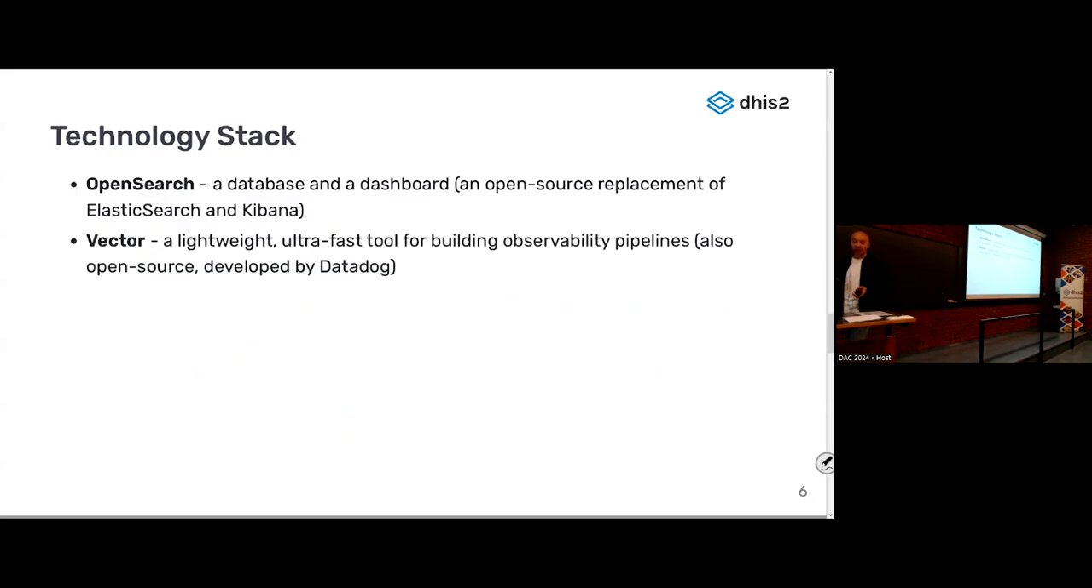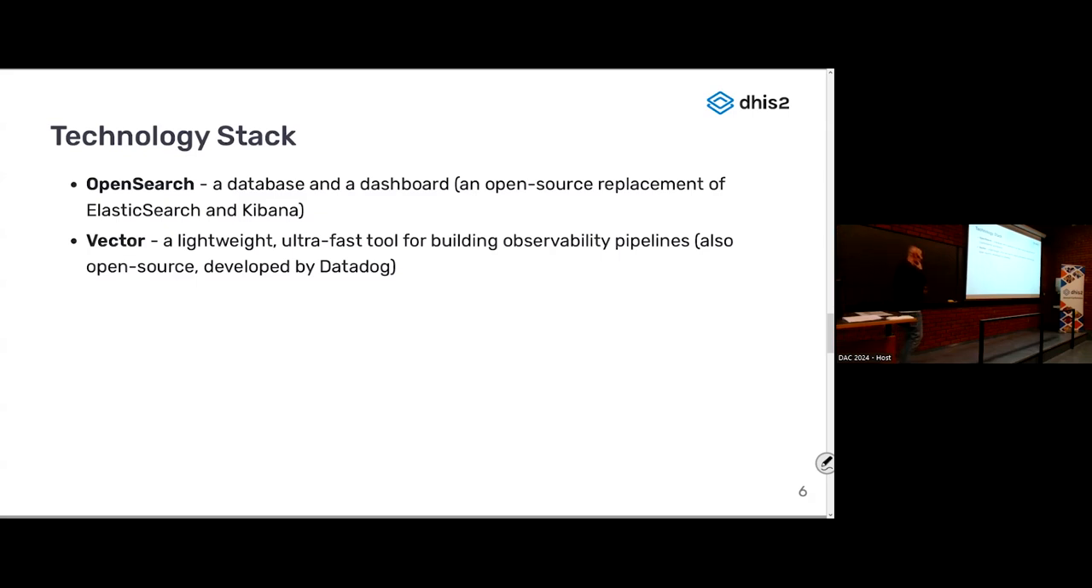So the tools that we use are OpenSearch. It's a database and a dashboard for non-structured data, or a NoSQL database. It's an open source replacement for the Elasticsearch and Kibana stack. Many of you probably know that the license for Elasticsearch has changed and it is not publicly available, or it's not as free to use as it has been for many, many years.